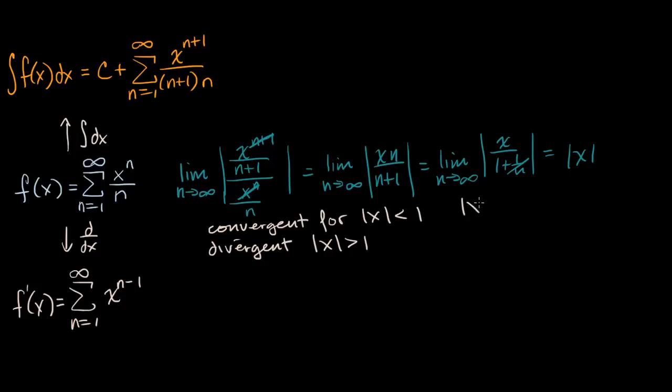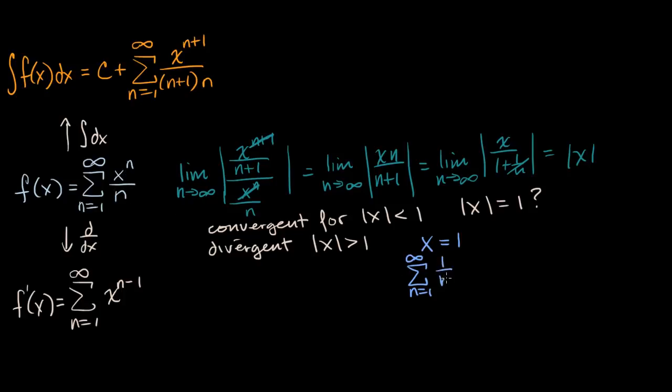But what about when the absolute value of x is equal to 1? That's where the ratio test breaks down. We have to test that separately. So let's look at the scenario where x is equal to 1. When x equals 1, this series is the sum from n equals 1 to infinity of 1 to the n over n.